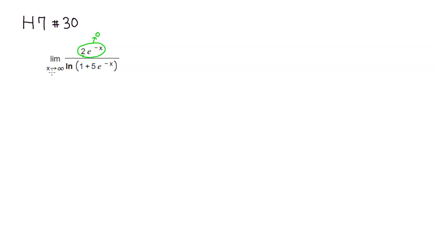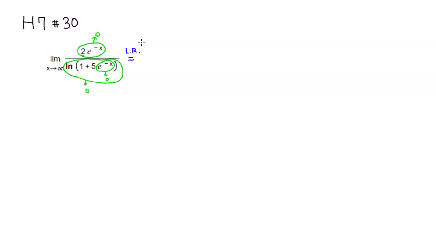Then here, as x approaches infinity, we know that this part is going to approach 0. So you have the natural log of 1, because 5 times 0 is 0. But the natural log of 1 is also 0. So we know that this approaches 0, and you have 0 over 0, so we can use L'Hopital's rule.